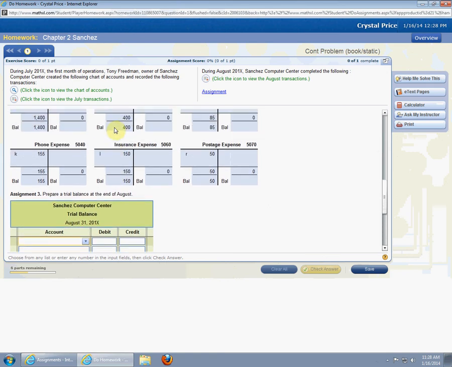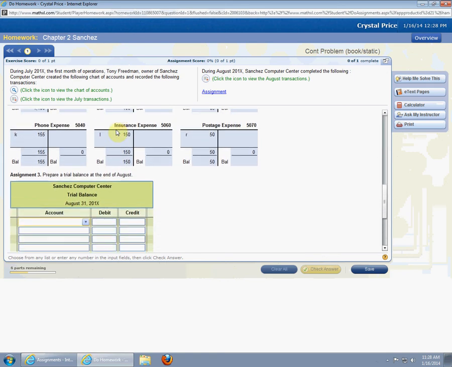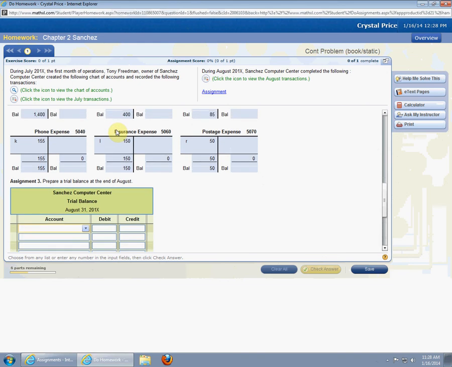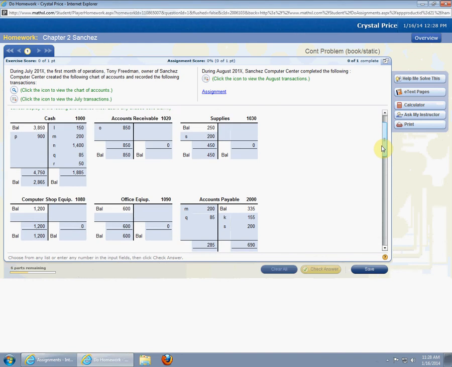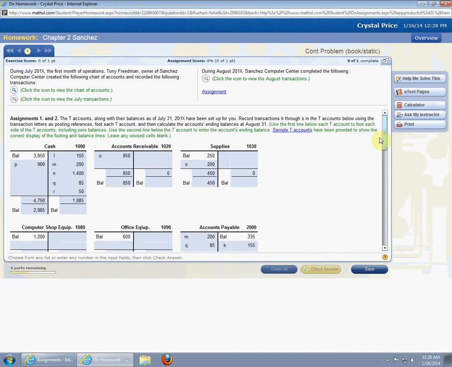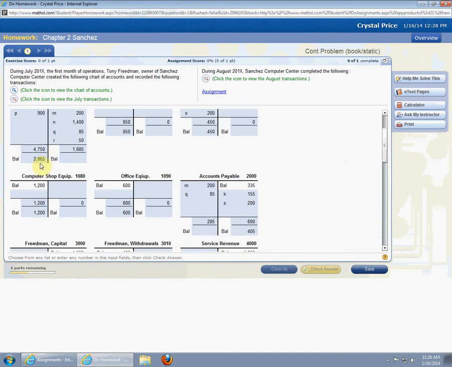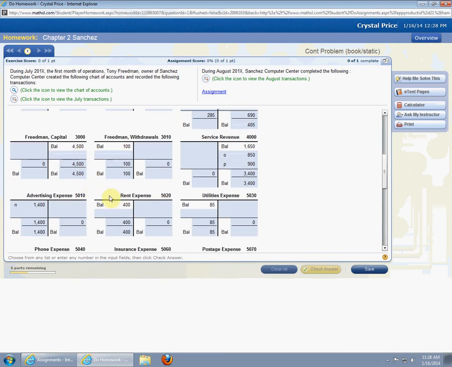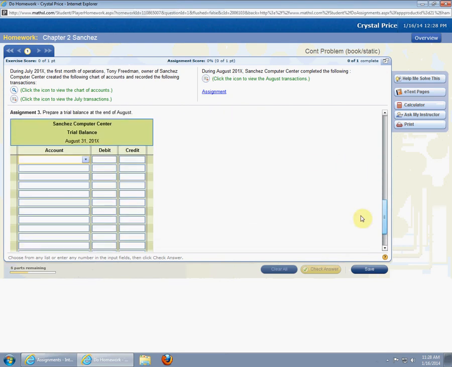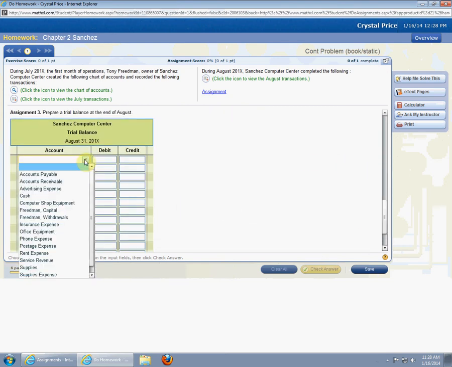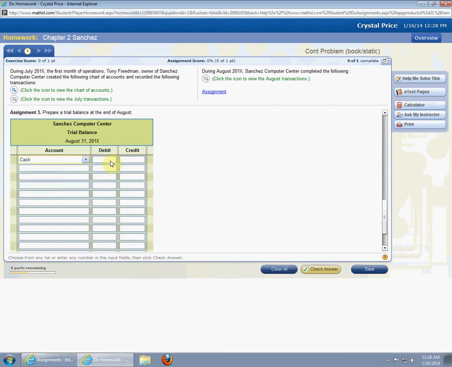So what we'll do is we take the trial balance and list the accounts in the order of your chart of accounts. So we have assets, liabilities, capital, drawing, revenue, expenses. So it's going to be exactly the same as your chart of accounts. So what we have to do is go back up here. We take the balance of cash, which is $28.65, and we go to our trial balance. Our first account is cash, and we put the amount $28.65.